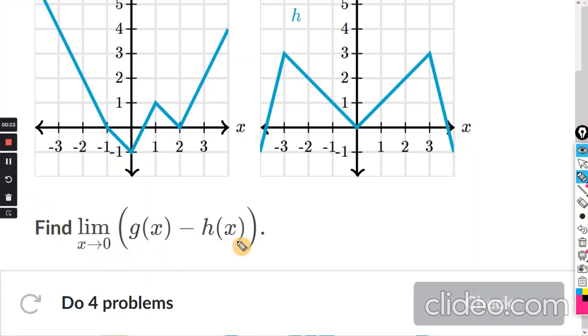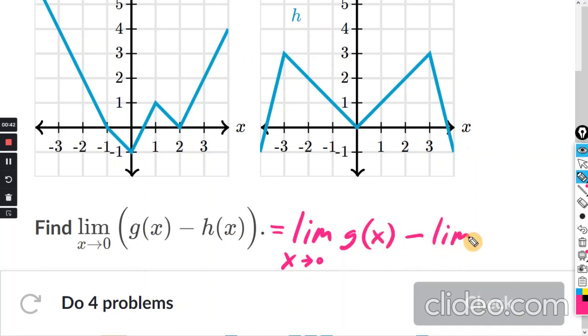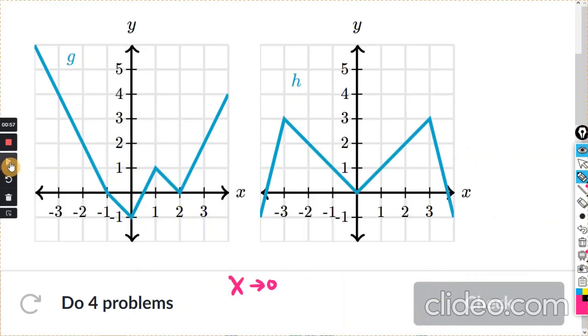So what we want to do here is very simple. This is going to equal the limit as x approaches 0 of g of x minus the limit as x approaches 0 of h of x. We're just going to find the limit of each graph individually and then subtract. In both cases, x approaches 0.